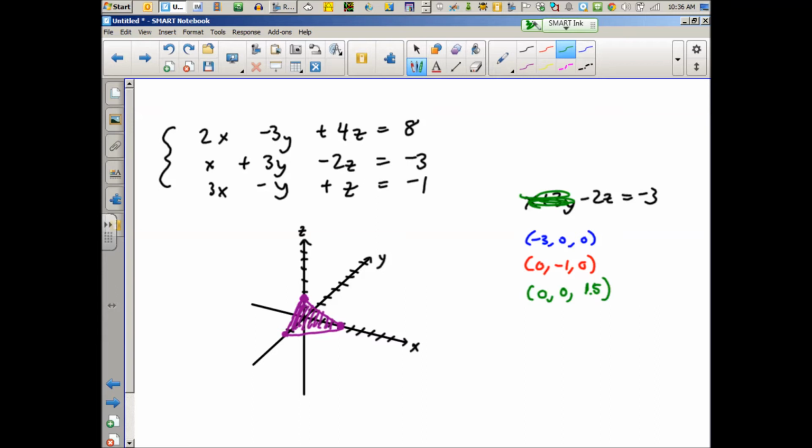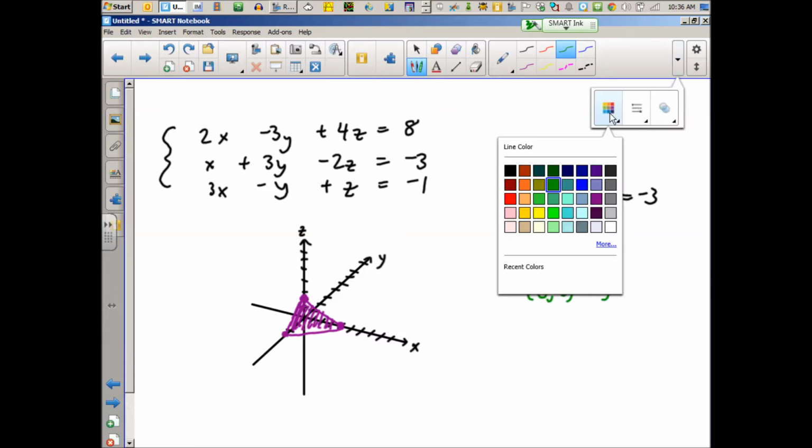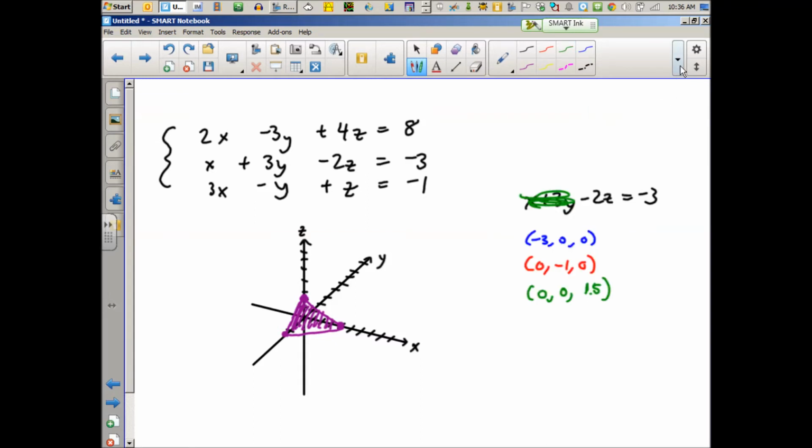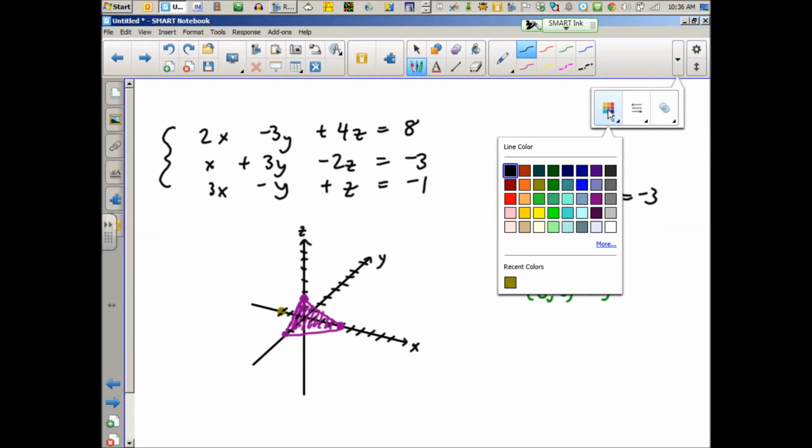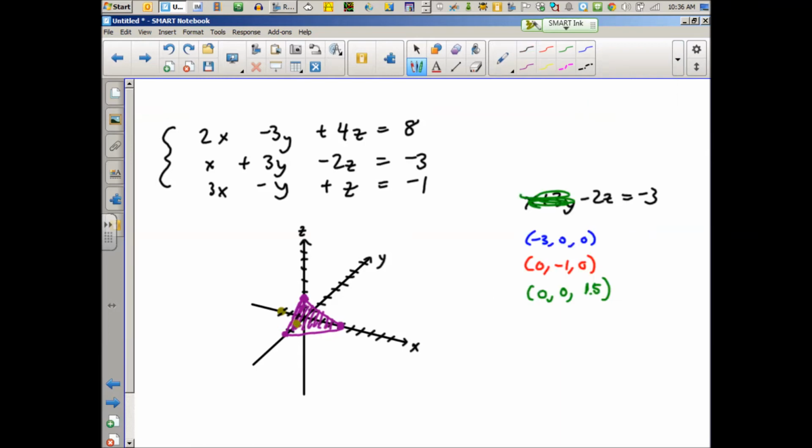Let's do this plane in, what's a cool color? Puke green. Okay, puke green it is. Negative 3, 0, 0. I guess that's over here. Man, that's an ugly color. Okay. And then I have 0, negative 1, 0. So I guess that's over here. And then 0, 0, 1.5. All right, this is getting really hard to look at. You guys agree?